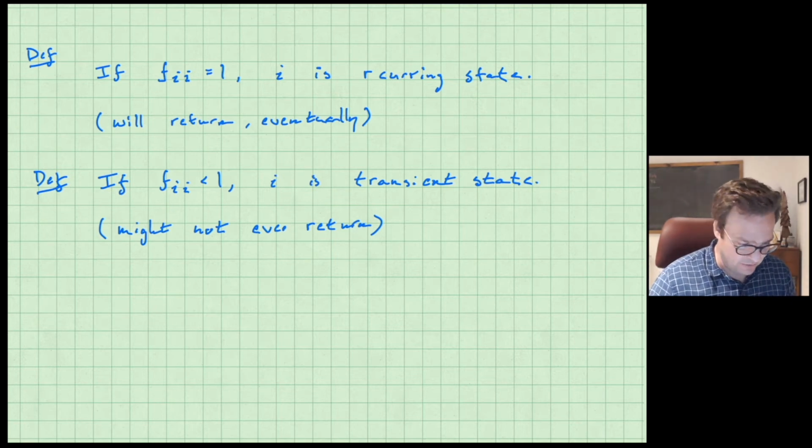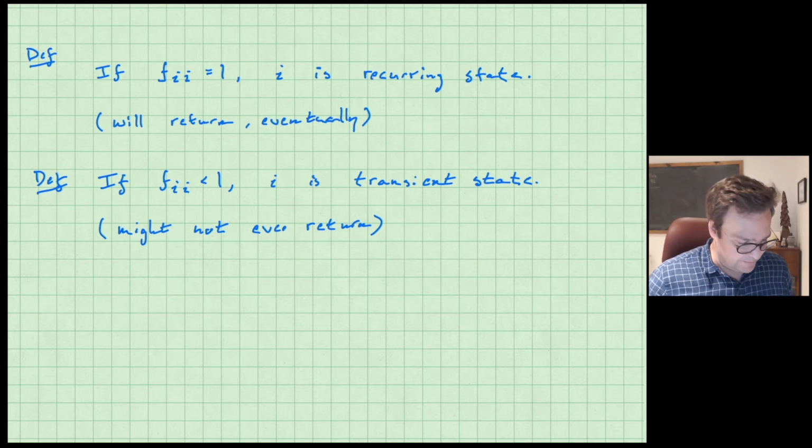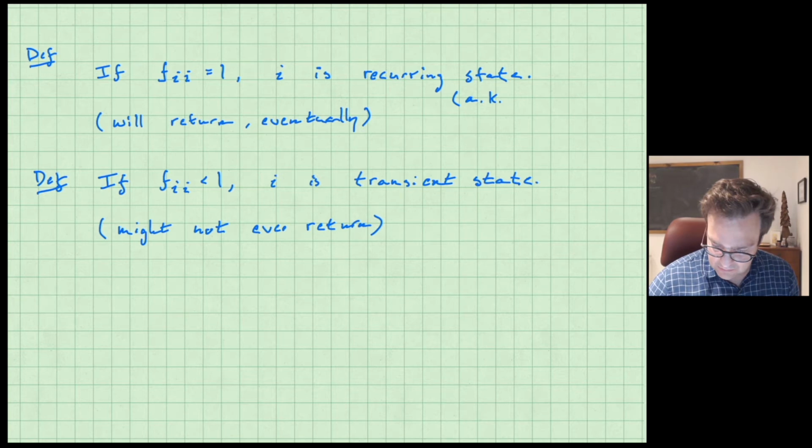And it would help if I had written it correctly. Did I erase a letter or something? Jeez. Recurring state. What's wrong with me? Man. Okay. It's also called a persistent state. That recurring state. Persistent state.